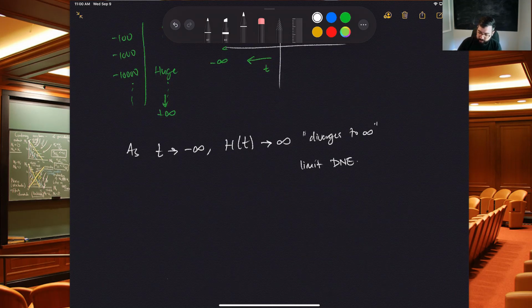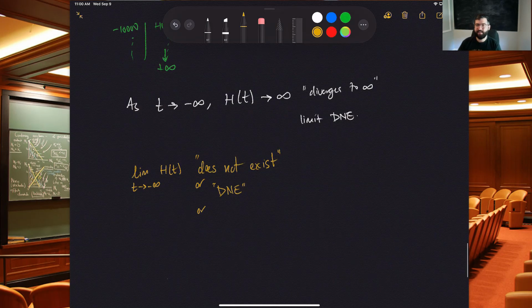So if you were asked to state the limit, to find the limit, we'd say this does not exist, or DNE, or in some cases, and sometimes you'll see this, it's kind of frowned upon, but I just want you to be aware of it. People will say that it just equals infinity. Okay?